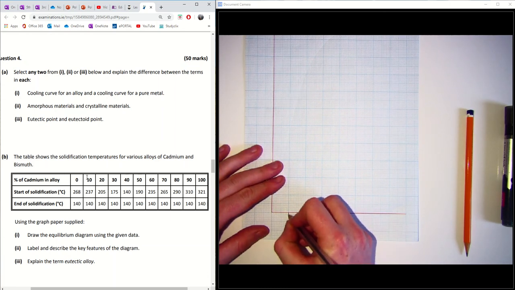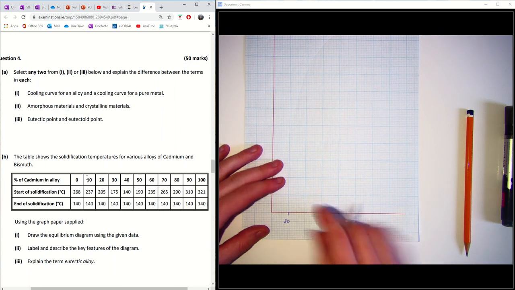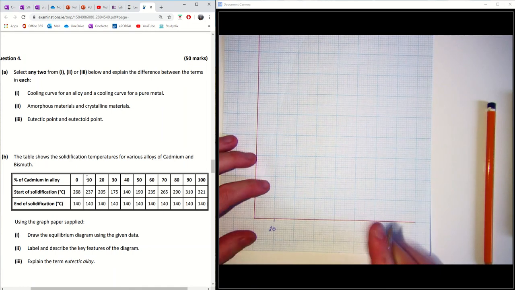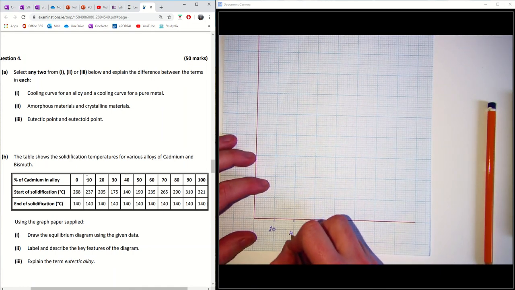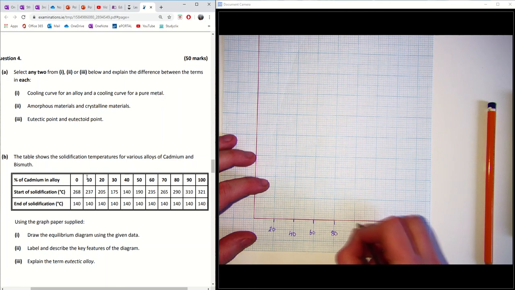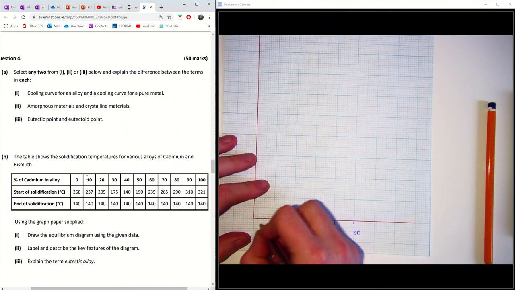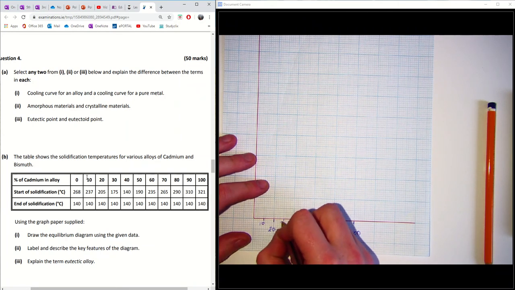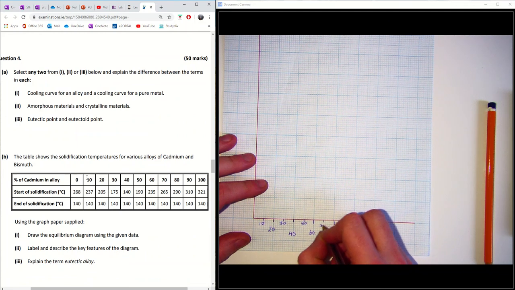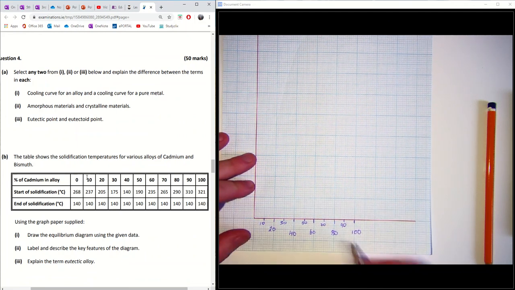I'm going to come over in boxes, depending on the graph paper. I'm going to go 20, 40, 60, 80, and 100. In between is going to be 10, 30, 50, 70, 90. So this is the important thing here.